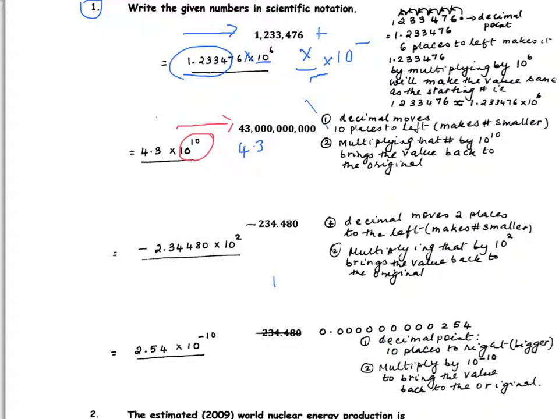So 43 billion is the same as 4.3 times 10 to the 10th power. It is so much easier and convenient to write a number in this form rather than in this form, where we have to keep counting the number of zeros, making sure we've written it correctly.